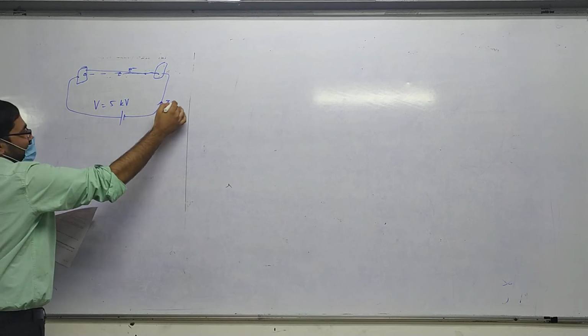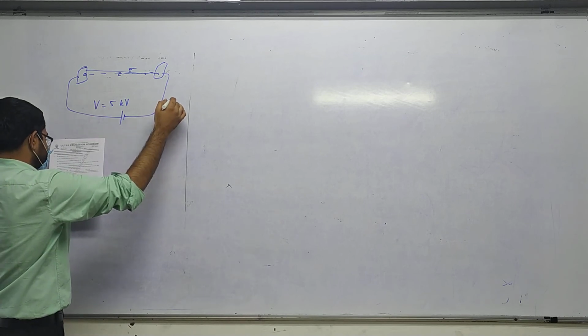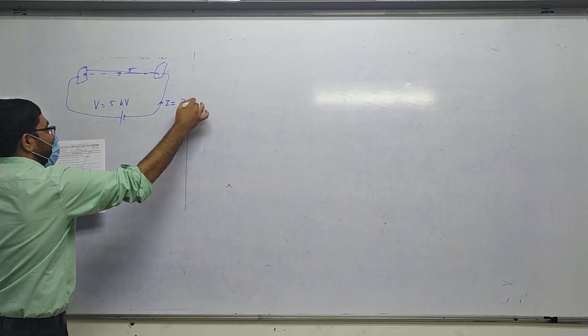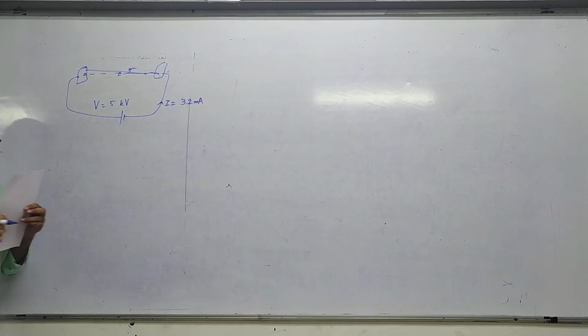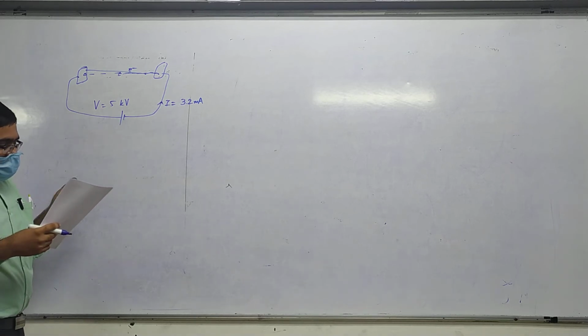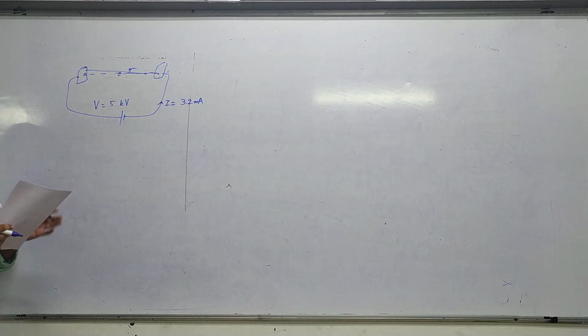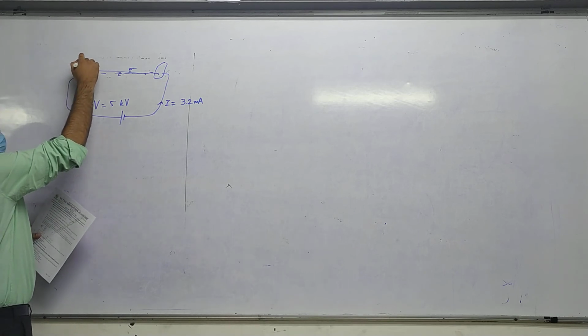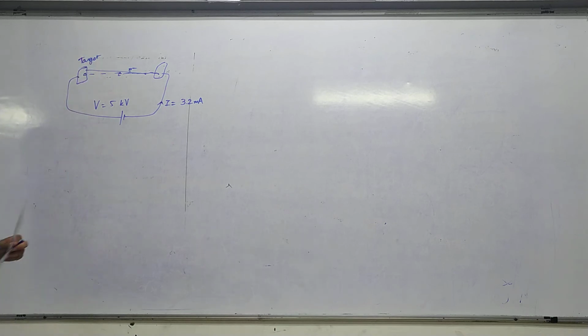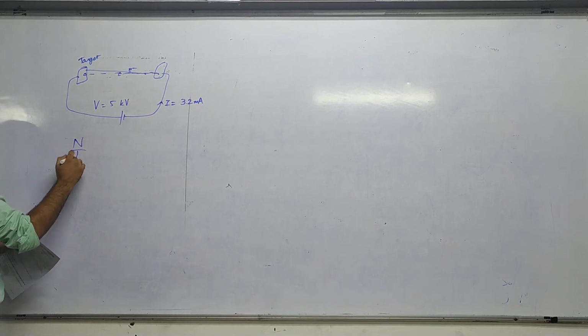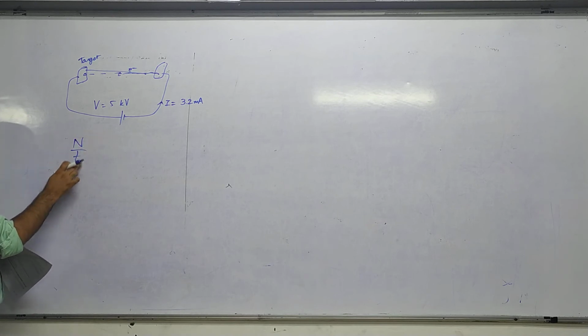So how much is the current flowing? 3.2 milli. Everyone understood that? Then the number of electrons striking the target. What do we have to find? Small n per second, not capital N, the number of electrons per second.